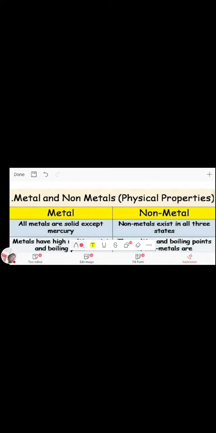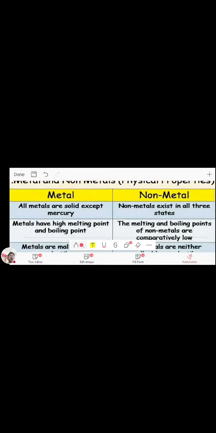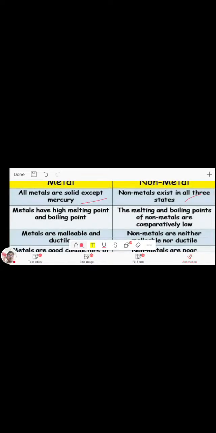So if they ask physical properties of metals and non-metals, or only metals or only non-metals, you can write this. All metals are generally solid except mercury. And non-metals exist in all three states: solid, liquid and gas. Metals have high melting and high boiling point. Non-metals have low melting and low boiling point.